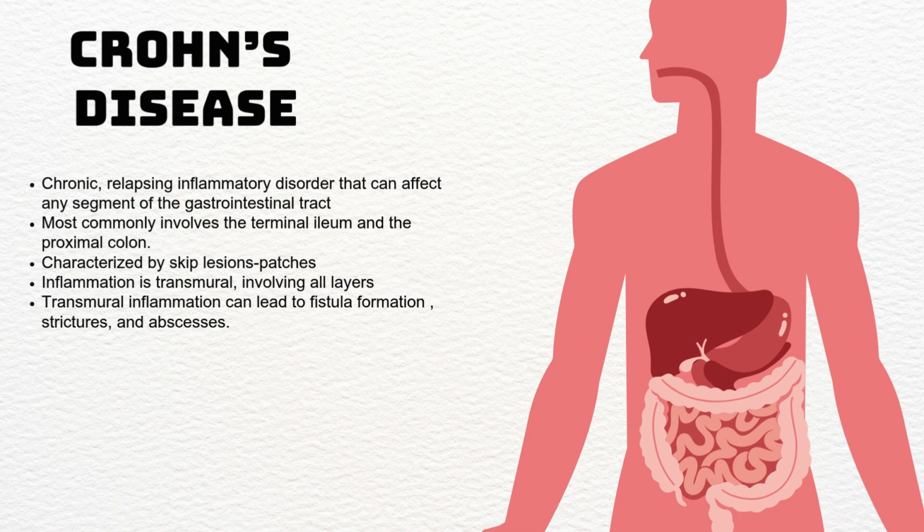The inflammation is transmural, meaning it involves all layers: the mucosa, submucosa, muscularis propria, and serosa. The transmural inflammation can lead to fistula formation, which is abnormal connections to the adjacent organs, strictures, which is the narrowing of the lumen, and abscesses.